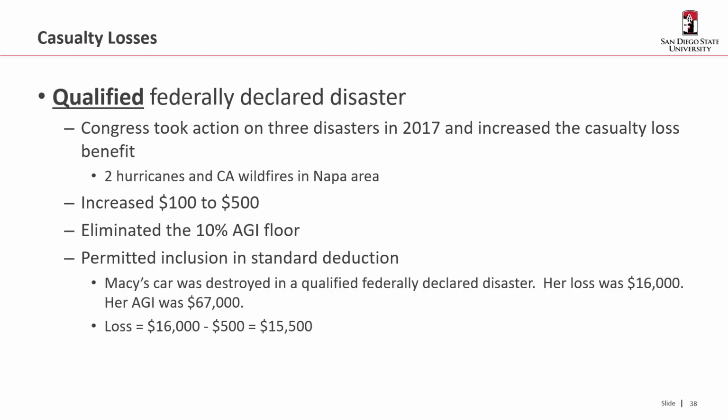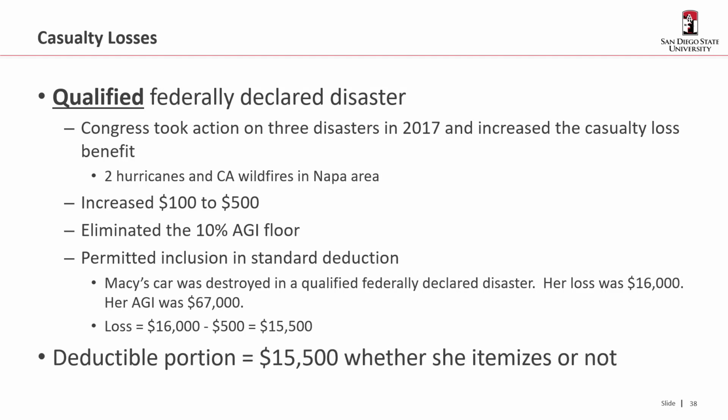So Macy's car was destroyed in a qualified federally declared disaster area. Her loss was 16, her AGI was 67. In this case, she would take all 15,500 as her deductible loss, and it wouldn't matter whether she itemized or not.